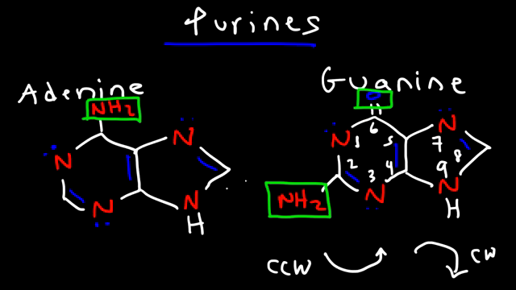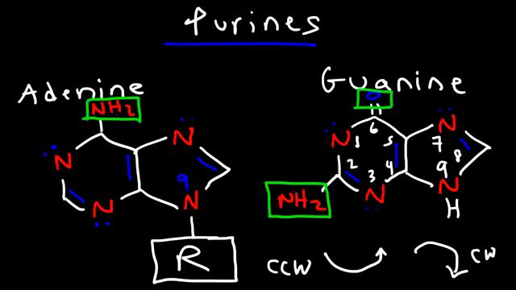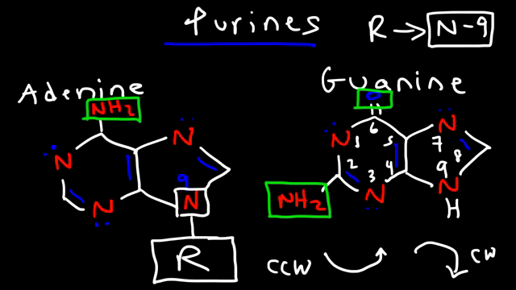Now, what you need to know with purines is that when you attach them to a ribose, they will be connected. Let me draw a ribose ring. I'm just going to draw a box to represent a ribose, just to keep it simple. But what I want you to take from this is that the ribose ring is attached to the nitrogenous base at position 9 when dealing with purines. For pyrimidines, it's different. But for purines, the ribose is attached to the N9 position. So it's the 9th position on a nitrogen atom on a purine ring.